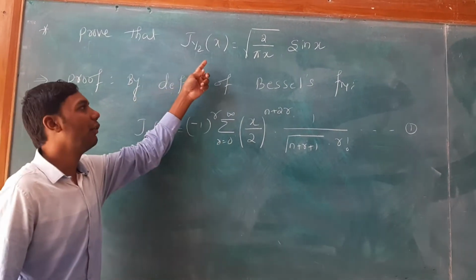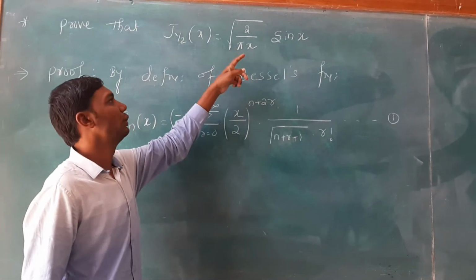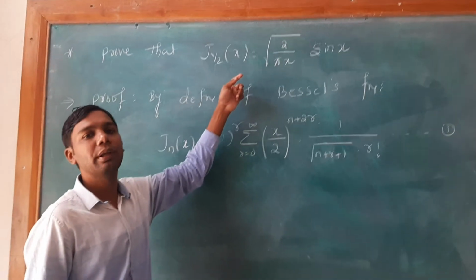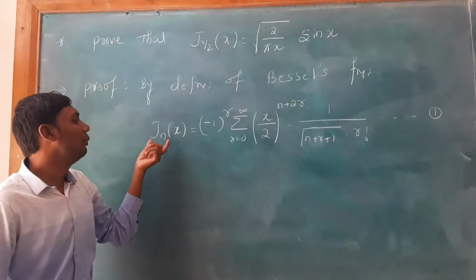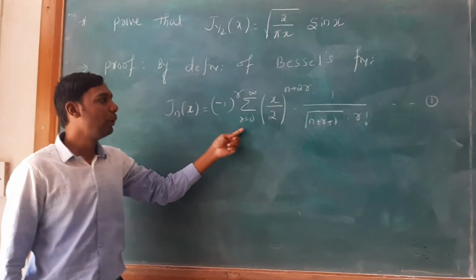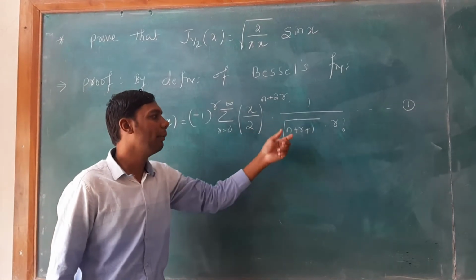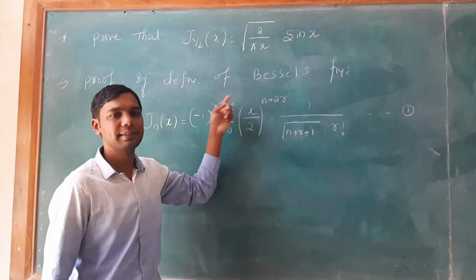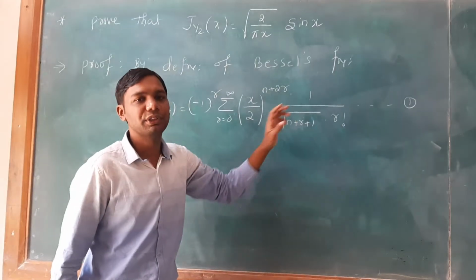Prove that J half of x equal to root of 2 divided by pi x into sin x. It can be proved by using the Bessel function, which we already proved in the previous video. So prove by the definition of Bessel's function, given by Jn of x equal to summation of r equal to 0 to infinity of minus 1 raised to r into x by 2 raised to n plus 2r into 1 divided by gamma of n plus r plus 1 into r factorial. It is Bessel's definition. By using this, we prove this. Let us denote this as equation number 1.